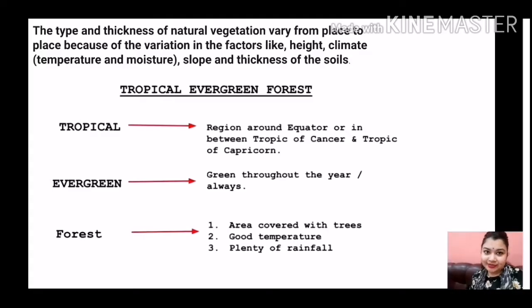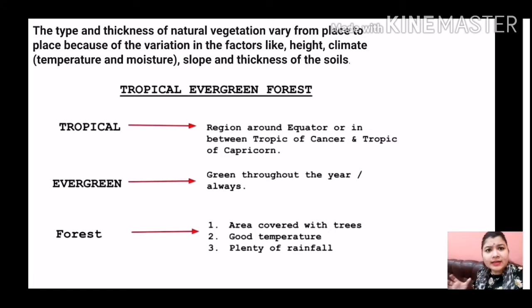Good morning, dear students. In our previous class, we had covered some of the forests, isn't it? Tropical evergreen forest, tropical deciduous forest, and temperate evergreen forest. Today, let's do a quick recap of our previous portion so that you will be more clear.